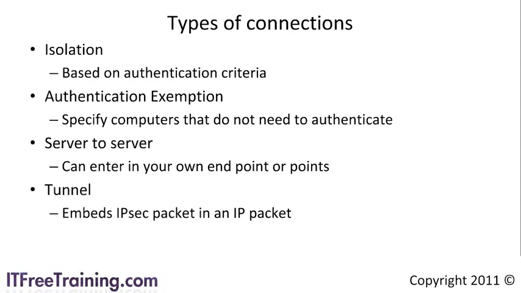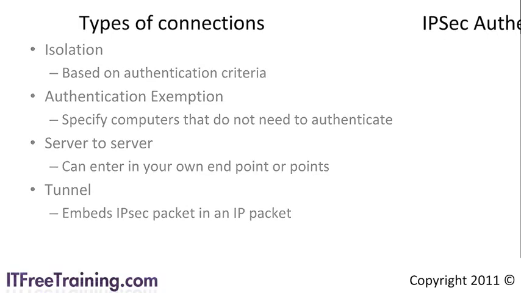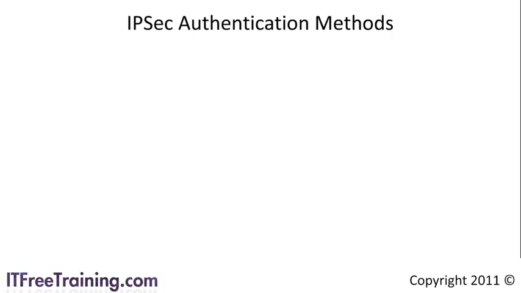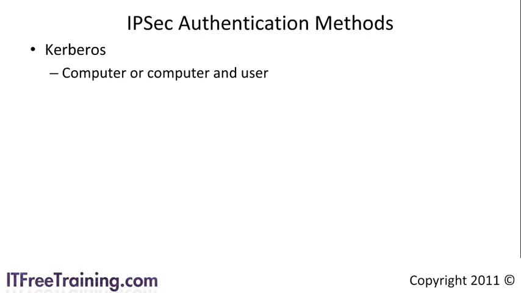Once you have decided which type of connection you are going to use, you will need to use some kind of authentication on the connection. Windows supports 4 different types of authentication for IPsec. First, there is Kerberos. Kerberos works only on computers in the domain. For this reason, you can set the connection to authenticate based on the computer or the computer and the user. You cannot authenticate based on just the username.